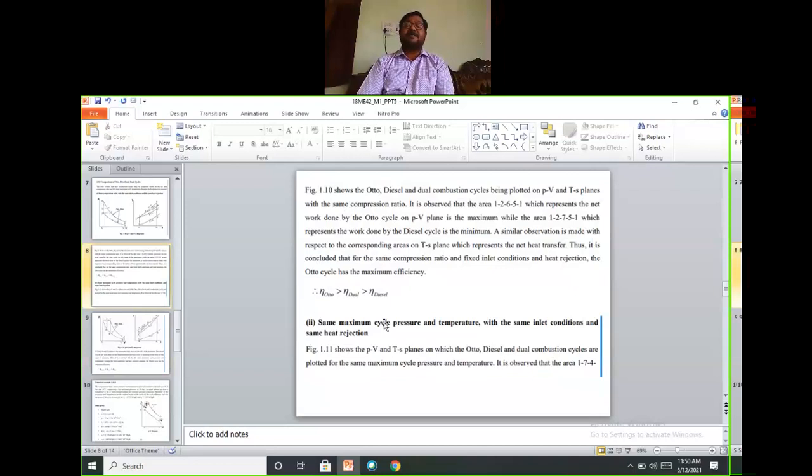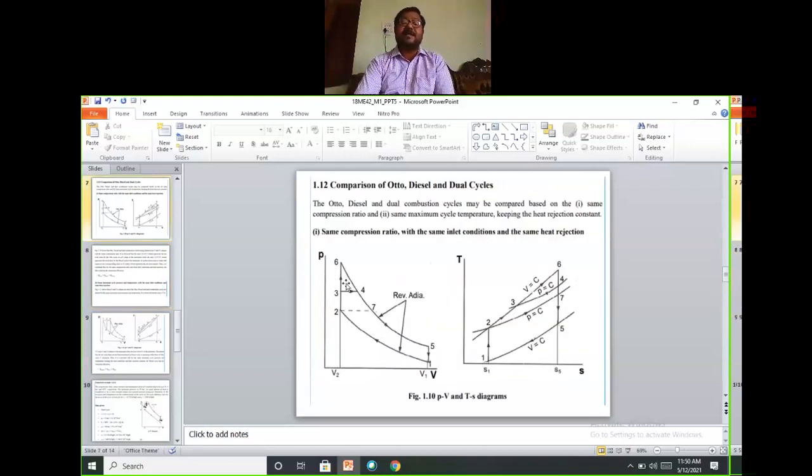The comparison depends on the same conditions. The inlet is the same for all. Outlet heat rejection is the same. Heat inlet is the same. See, same inlet condition, same heat rejection, same compression ratio.